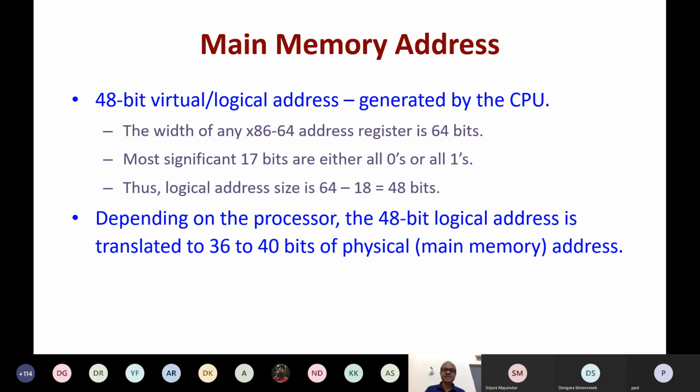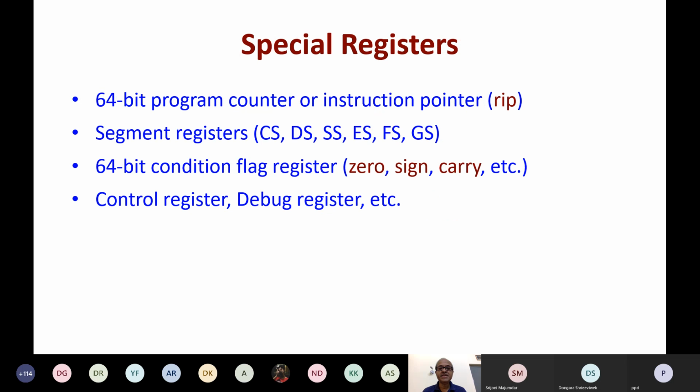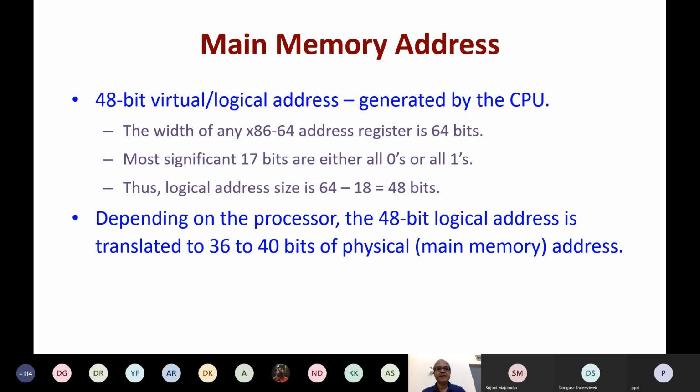Talking about main memory address, here it's interesting. We just mentioned, going back to the previous slide, that the instruction pointer was 64 bits, which means the memory address that you can store in this IP is a 64-bit memory address. Now in these Intel processors, all these 64 bits are actually not used. So we talk about a 48-bit virtual or logical address, which is the address generated by the CPU.